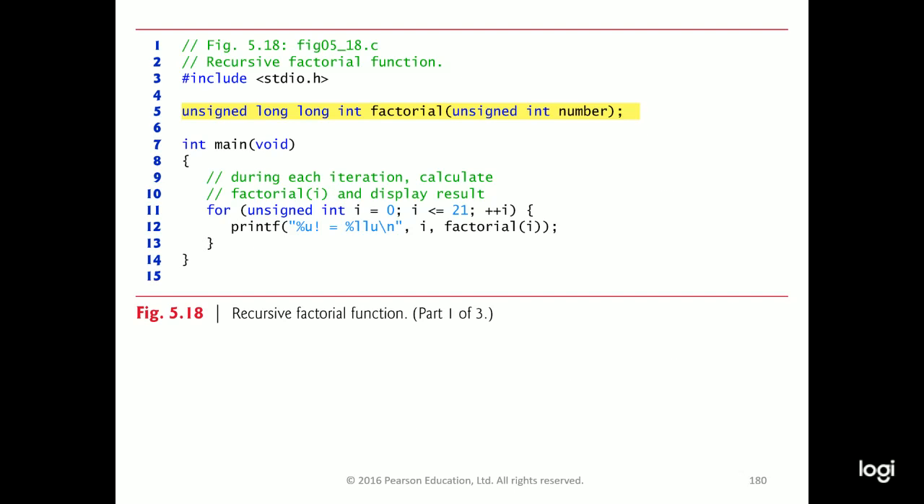Okay, so let's look at a demo of this. Let's look at the program. Our program contains this function factorial, which has an unsigned int argument. It returns an unsigned long int. And what does this program do? Well, it loops through integer values.